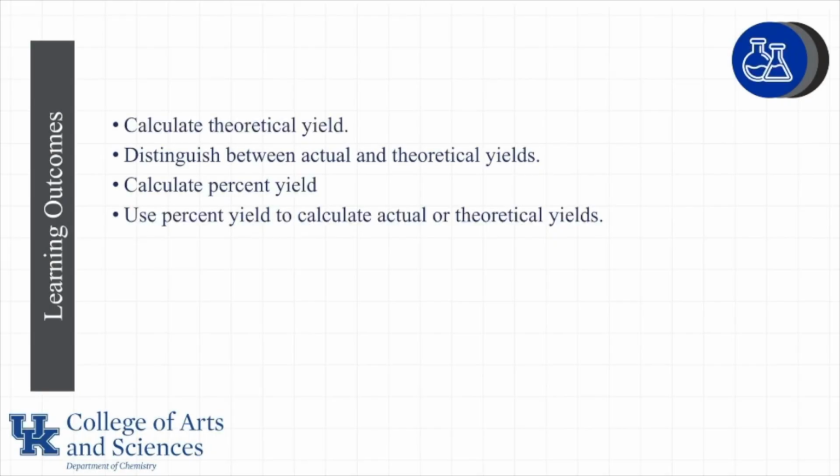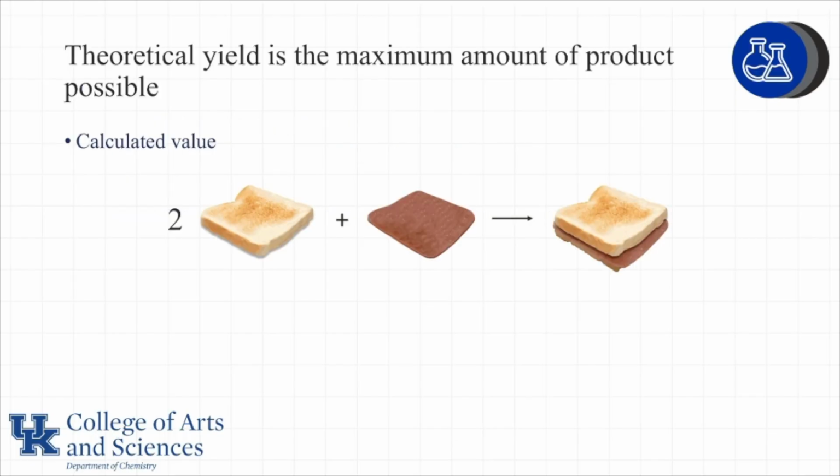In this lesson, we're going to talk about theoretical and percent yield. When we do a calculation to figure out how much product we can make, that is what is known as a theoretical yield. It's the maximum amount of product possible. For example, if we had 2 slices of bread and a slice of deli meat, we can make 1 sandwich. The maximum amount we can make is 1 sandwich. If we had 4 pieces of bread and 2 pieces of deli meat, we could make 2 sandwiches.